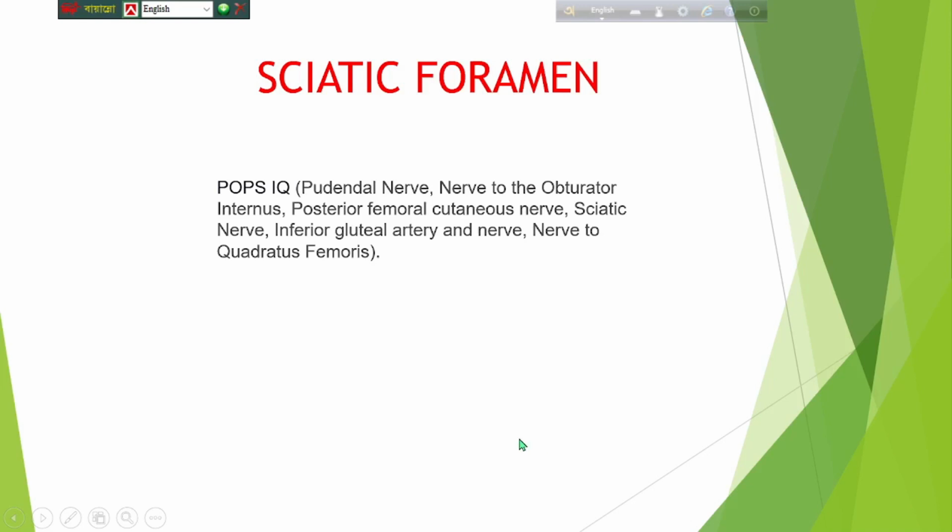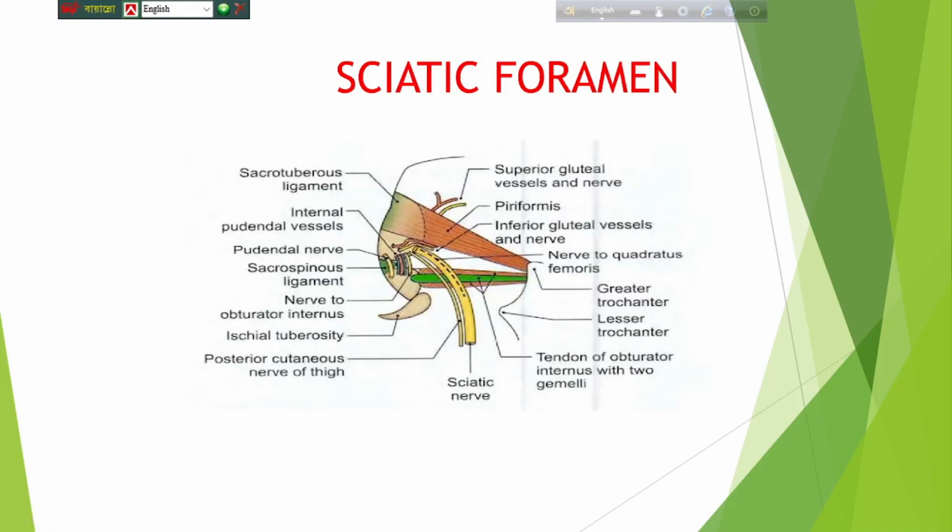And we may know about a mnemonic to remember these names, which is POPS IQ. P for pudendal nerve, O for nerve to obturator internus, another P for posterior femoral cutaneous nerve, and S for sciatic nerve, I for inferior gluteal artery and nerve, Q for nerve to quadratus femoris.